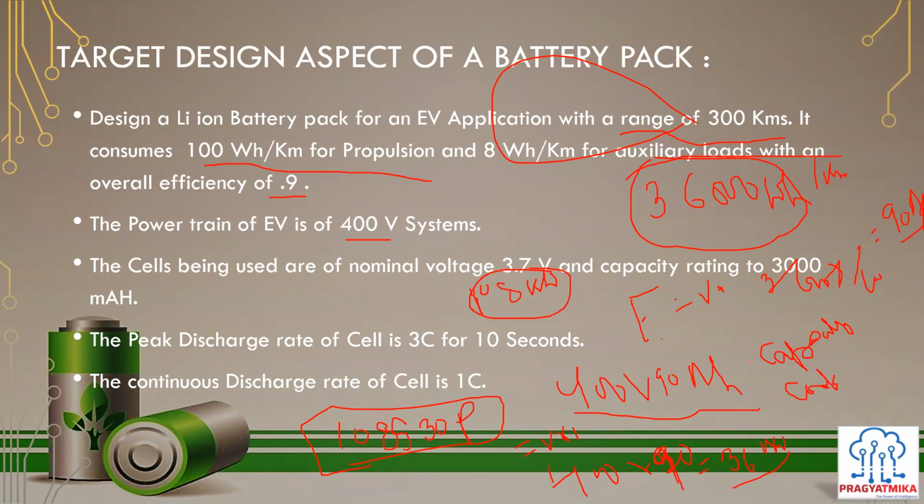But how have you arrived at 36,000? I can't get that. 36,000 for the energy? Yeah, 36,000 watt-hour. What you have mentioned is that 108 is the total watt-hour per kilometer requirement. For 300 kilometers, it is 300 into 108. And our efficiency is 0.9, so that has to be divided. That gives you 36,000. Okay, so I had not considered the 8 watt-hour per kilometer. Okay, you have not considered the 8.